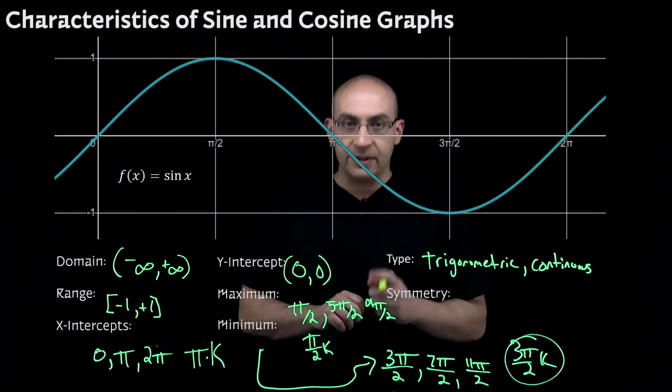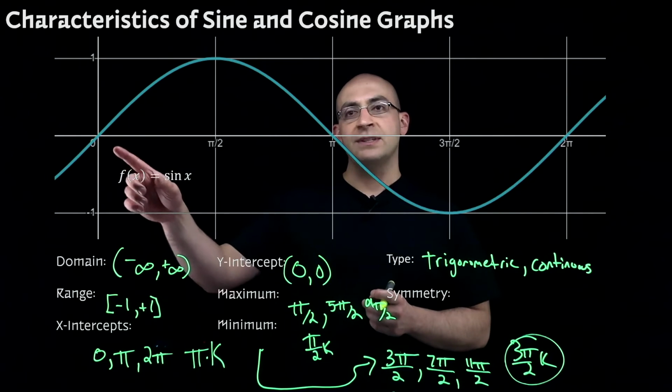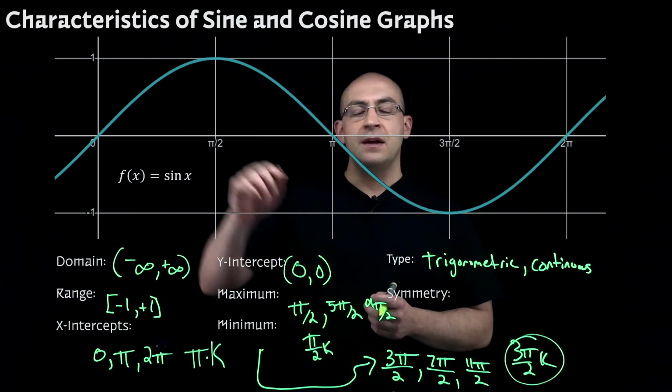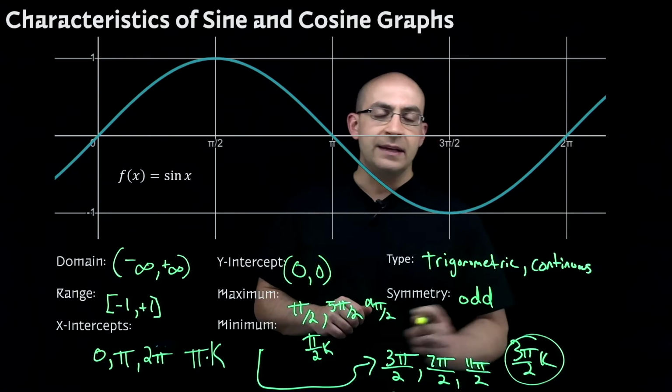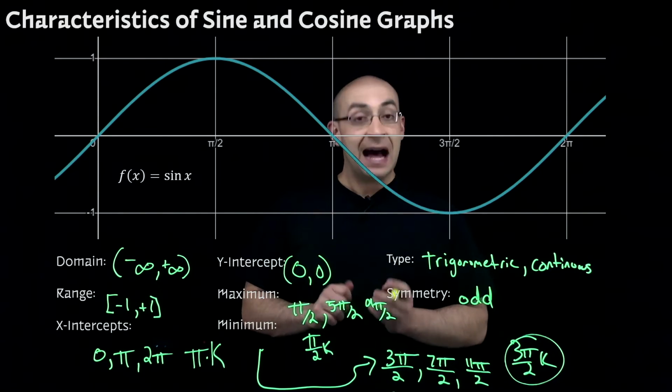Now, symmetry. This is really important for sine and cosine specifically. Take a look at what's happening at the origin. At the origin, we're kind of going diagonally through. That implies that this has odd symmetry. It has x-axis symmetry, which means odd symmetry.